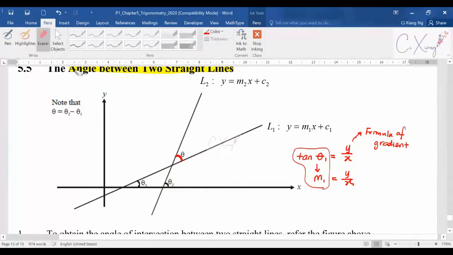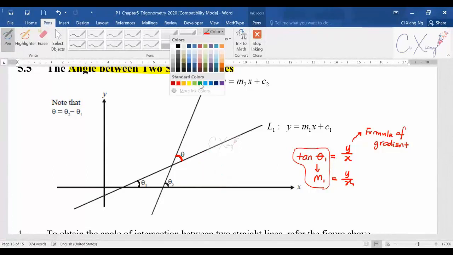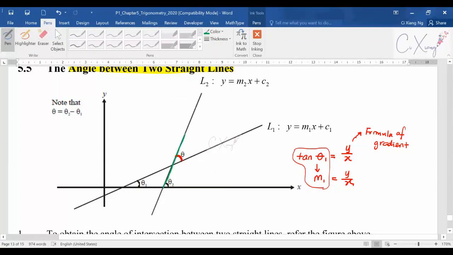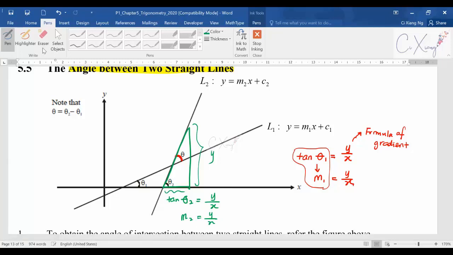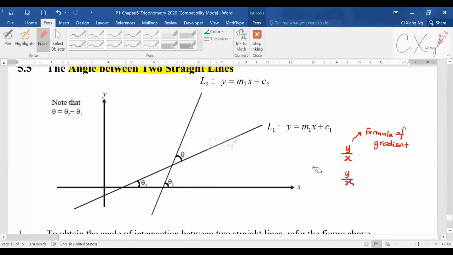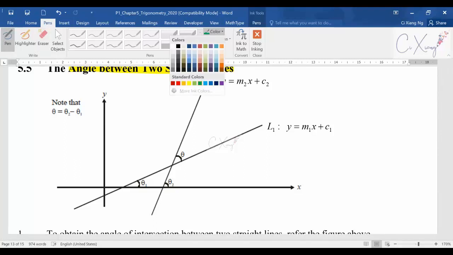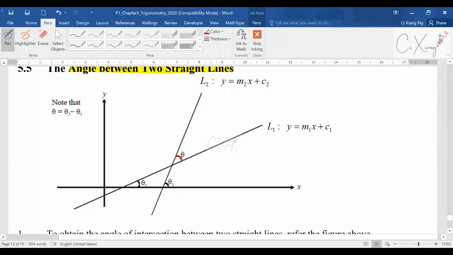Now if you draw another triangle, say here, the second triangle, then tangent theta 2 equals y divided by x. The formula y divided by x is the gradient, so gradient m2 equals y divided by x. You need to remember this important information: tangent theta is related to the gradient of a straight line.